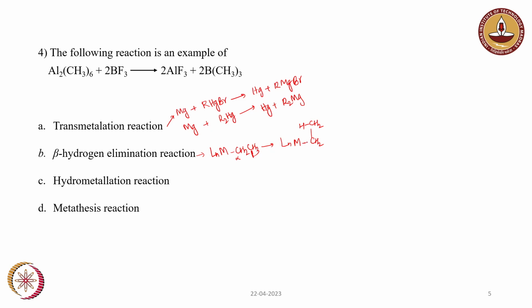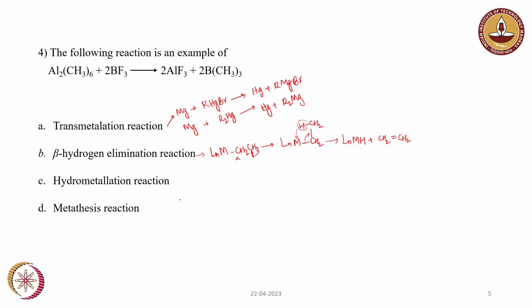So in the elimination, the M-CH2 bond breaks, and this hydrogen will be abstracted by M. So an alkene is formed along with the metal hydride. So it will be LnM-H plus CH2=CH2. So this is beta hydrogen elimination. An unsaturated bond is formed along with the metal hydride.